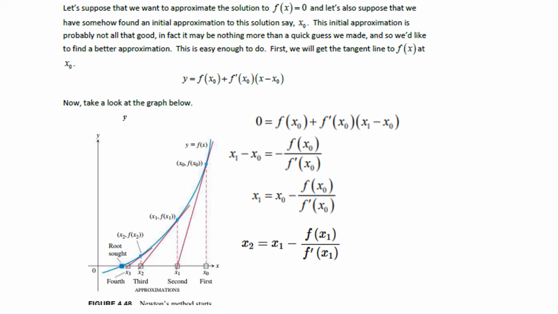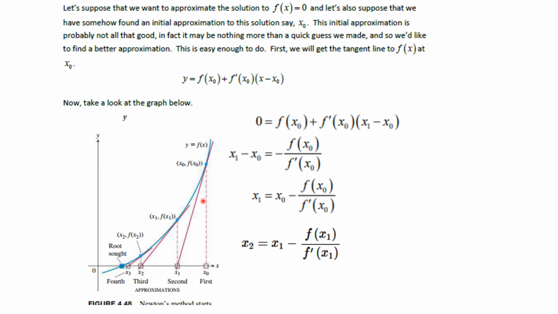Okay, so let's suppose we want to approximate a solution to f of x equal to 0. And sometimes that can be very difficult, as you know. And suppose that we somehow have found a guess, an initial approximation, say it is some point x0. Now this initial approximation probably is not all that good, in fact being nothing more than a quick guess we made, and we'd like to find a better approximation, but this is easy to do because what we will be looking at, and this is the thing we're seeking, is the root over here.